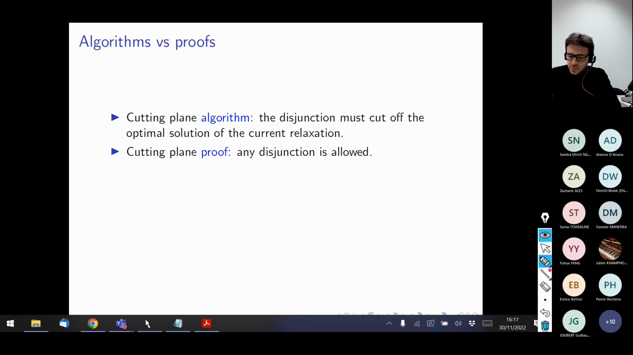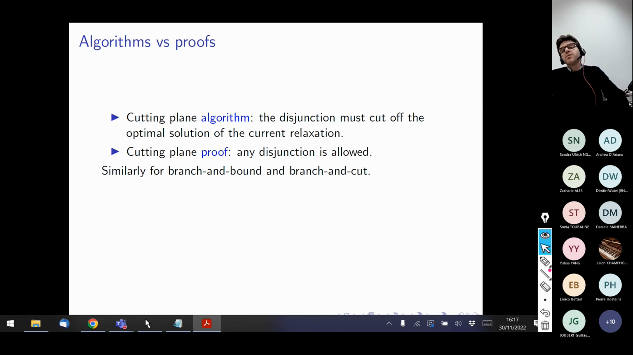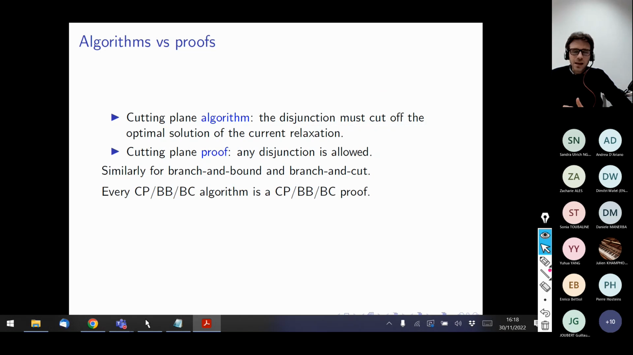And you could do the same also for branch and bound and branch and cut. You can think of a branch and cut algorithm in which you are not required to always cut off the optimal solution. Maybe you keep it and you do something in another part of your feasible region, which will turn out to be useful later in the algorithm. And indeed, it's clear that every cutting plane algorithm is also a cutting plane proof, because the requirement to be a proof is weaker. You don't need to cut off the optimal solution.